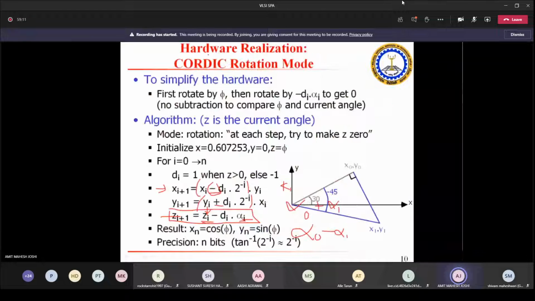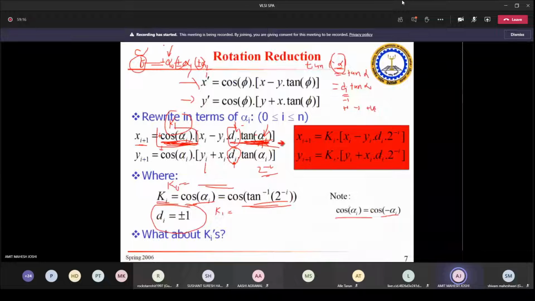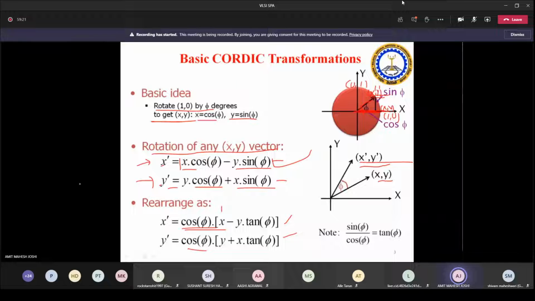Now over here, just one question that I am asking. You have observed this for alpha, and the angle I can definitely find out. But if I want to find out some trigonometric function with this, then what can I do? For that you need to choose your initial values of x and y accordingly.